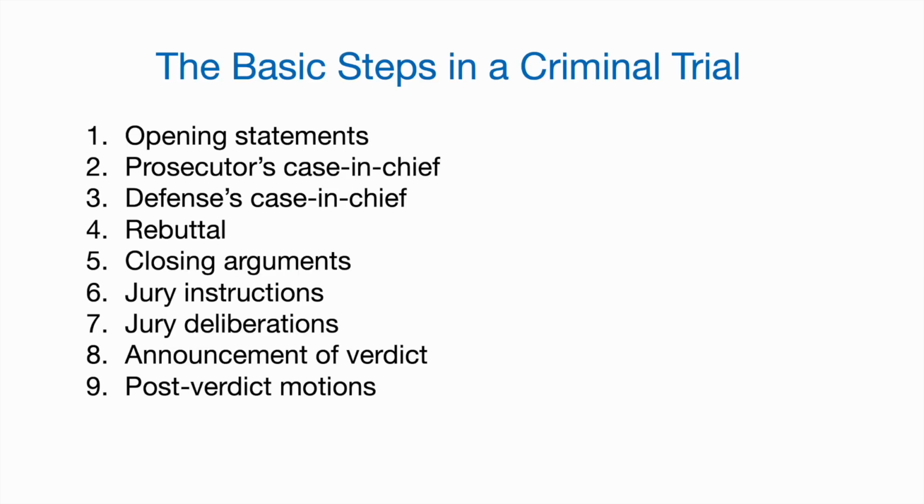The 9 primary steps in a criminal trial are: 1. Opening statements. 2. The prosecutor puts on their case in chief. By the way, in the opening statements, first the prosecutor makes their opening statement, and then the defense attorney makes their opening statement. Then the prosecutor puts on their case in chief, and the defense lawyer is allowed to cross-examine the prosecutor's witnesses as the prosecutor is putting on their case in chief.